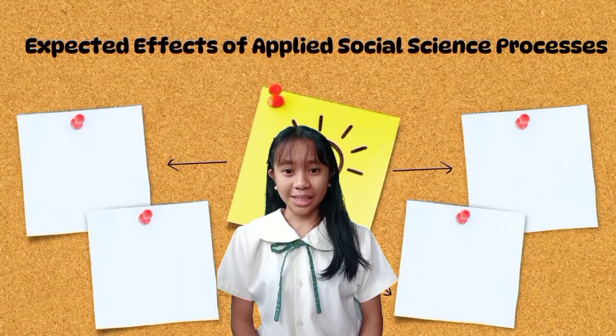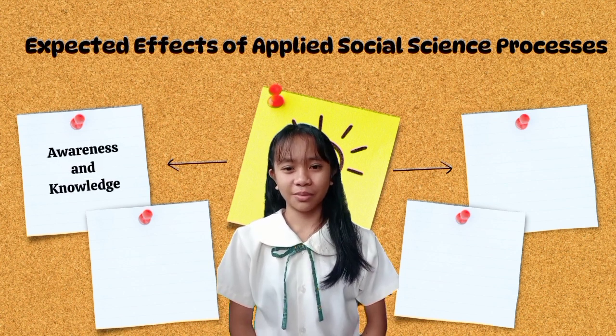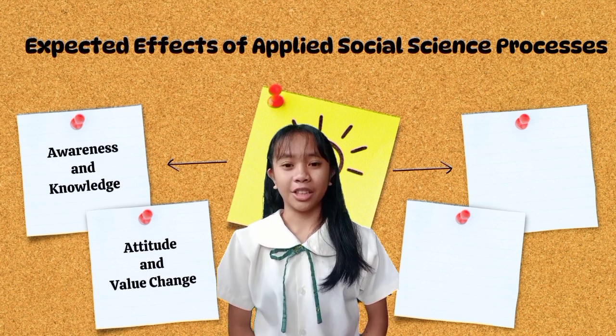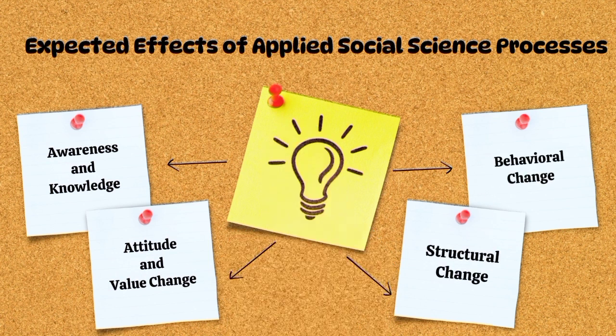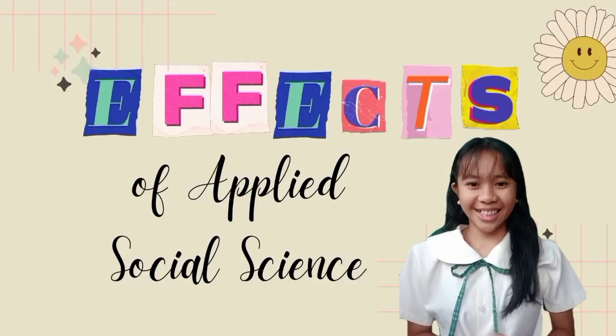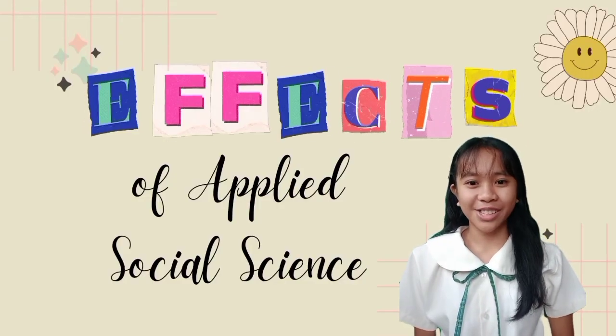Here are the expected effects to be discussed. Awareness and knowledge, attitude and value change, behavioral change, structural change. You've learned already what is applied social science, right? And now, you are ready to learn about the different effects of applied social science.